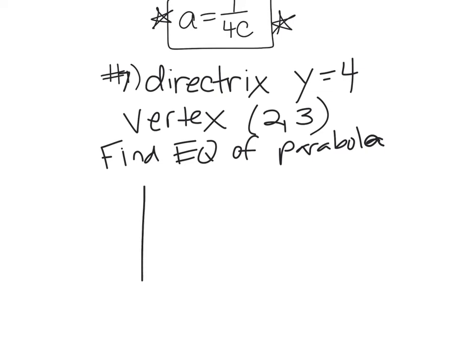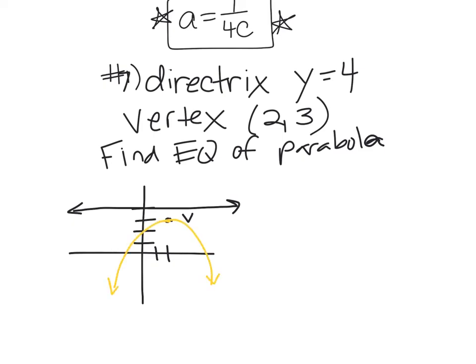So I'm going to go ahead and draw the two pieces of information they gave me. They gave me that the directrix is a horizontal line at 4. 1, 2, 3, 4. Here's the directrix. Then they also told me the vertex is at (2, 3). That will tell me right now which way my parabola is opening. Which way is it opening? Down. Perfect. This parabola is opening down. The directrix is directing it away. You cannot cross the directrix, so down's the only way.